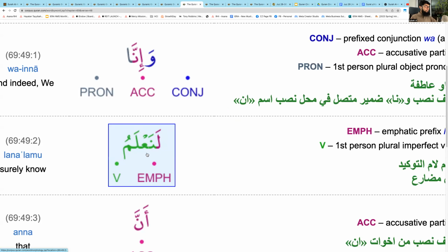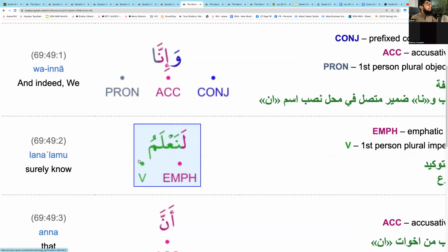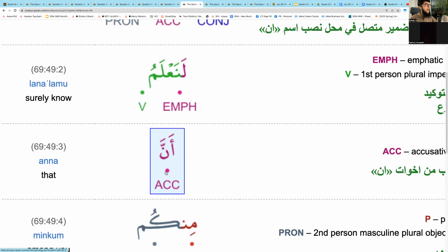La na'lamu. Remember, we just saw that lam fatha means emphasis, which means definitely. Then you have na'lamu, we know. Surely we know. Now, I haven't explored the verb chart with you today, but I'll just tell you that if a verb starts with a noon, it means we. We'll look at a verb chart next week. And then you're left with ilm, which is to know. Na'lamu, we know.